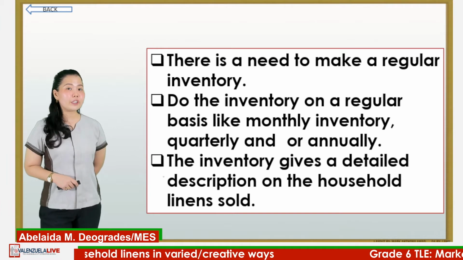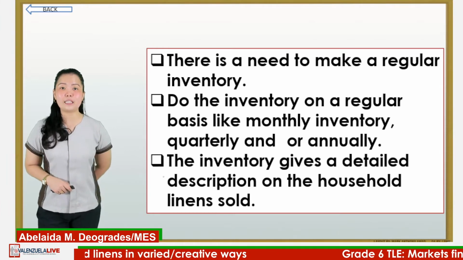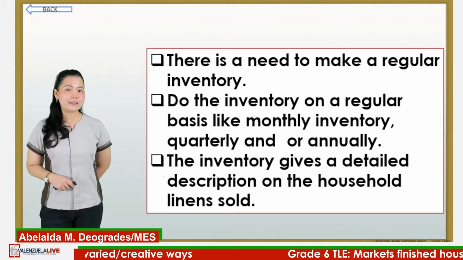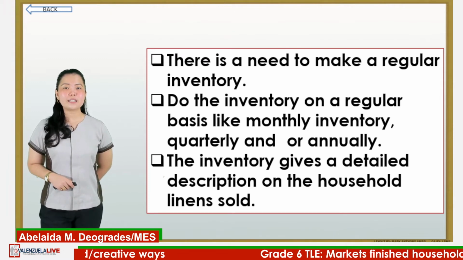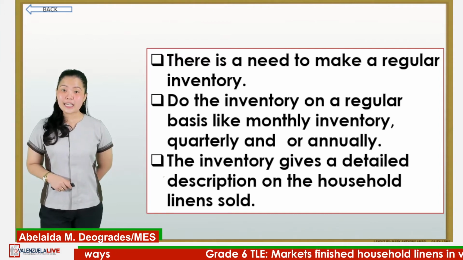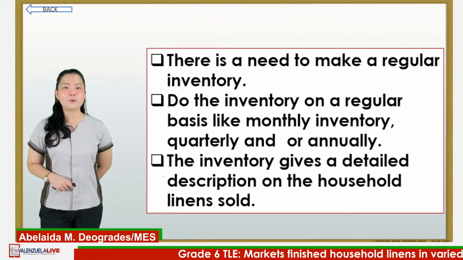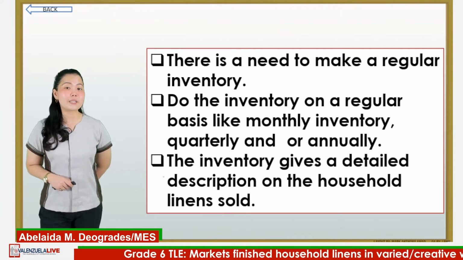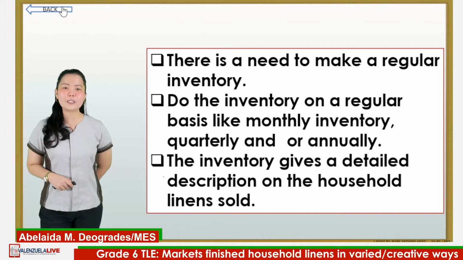Do the inventory on a regular basis like monthly inventory, quarterly, and or annually. The inventory gives a detailed description of the household linens. The data will help you in determining whether the items are saleable or not, and whether the business is earning profit or losing income.